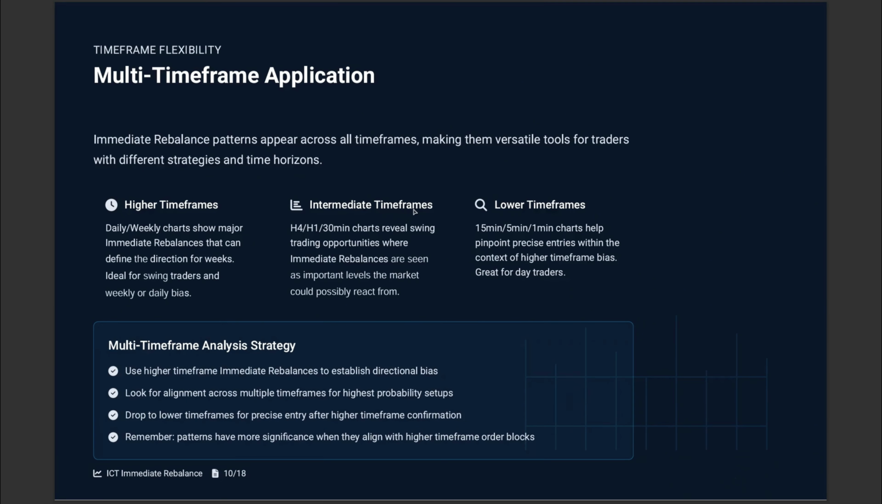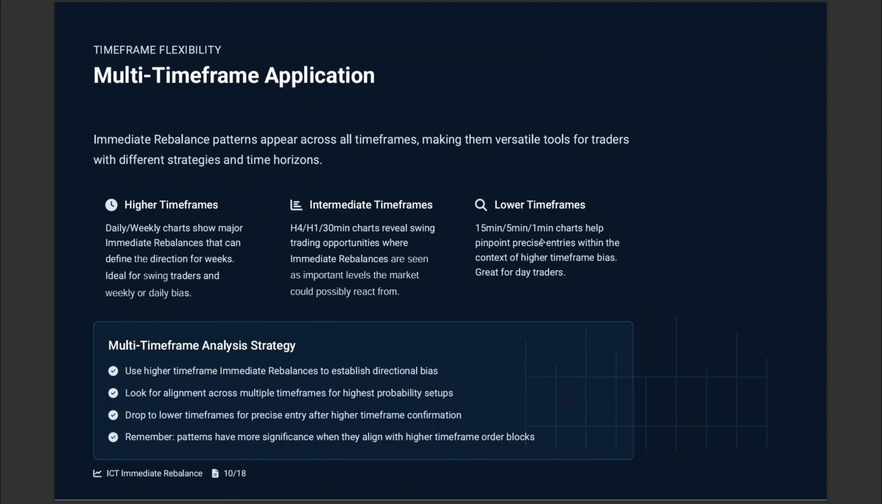Now, intermediate time frames. So the 4-hour, the 1-hour, and the 30-minute charts reveal swing trading opportunities, where immediate rebalances are seen as important levels the market could possibly react from. So if you're someone that's a swing trader and you're planning on scaling down a time frame to enter a trade from, and if you happen to find an immediate rebalance, you can get a pretty good entry and you can hold your trades for however long you're planning on holding them for. But the point is that with an immediate rebalance, it adds an extra confluence and certainty to the trades that you're entering in. Now, lower time frames.